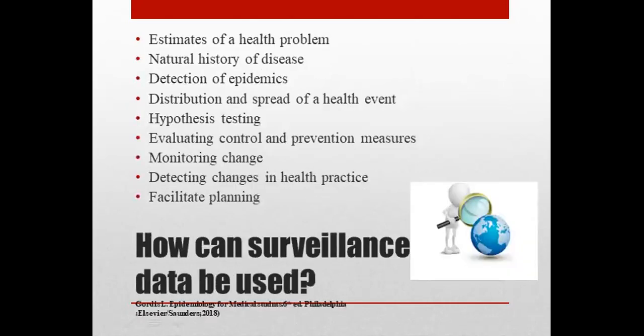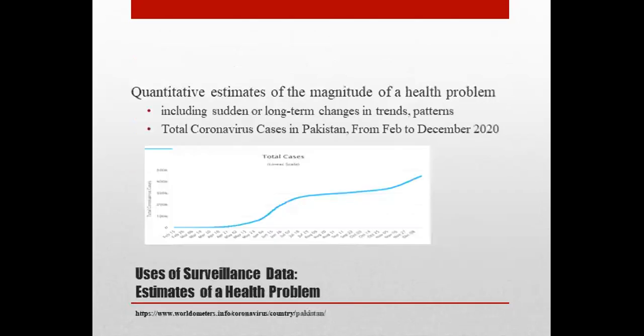How can surveillance data be used? As already mentioned, it can be used for estimation of burden of health problems, natural history of disease, detection of epidemics, and distribution and spread of health events. It can be used in hypothesis testing, evaluation of control and prevention measures, monitoring and detecting changes in health practice, and to facilitate planning.